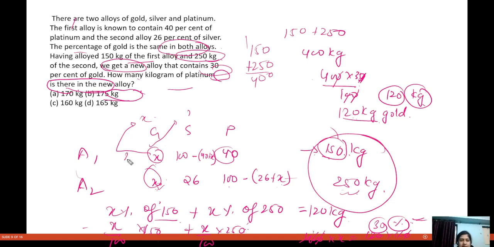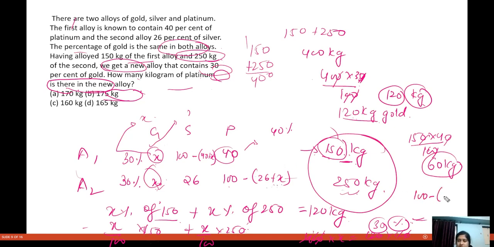So if we put 30% here and 30% here, it is asking how many kilograms of platinum are there in this one. We have 40% platinum from this 150, so 40% from here means I think it will come to 60 kilograms. And how much percent platinum are you getting from here? 100 minus 26 plus 50, sorry, 30. So you will be getting 100 minus 56, that means 44.